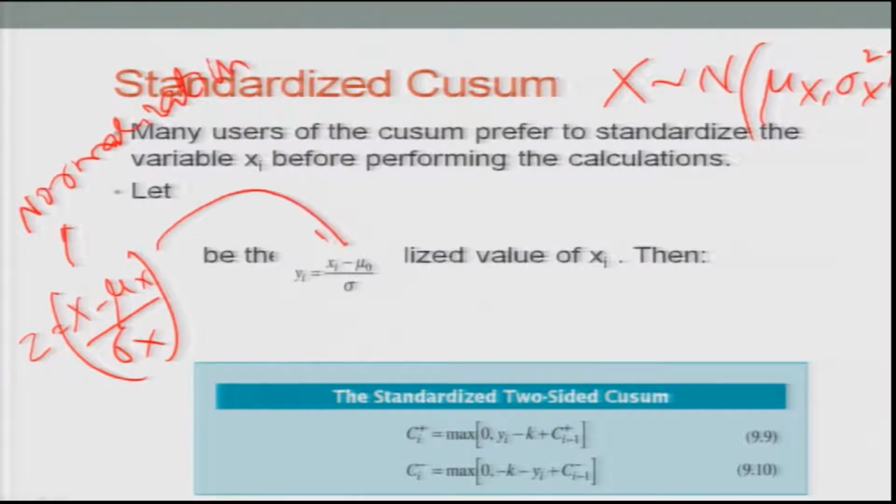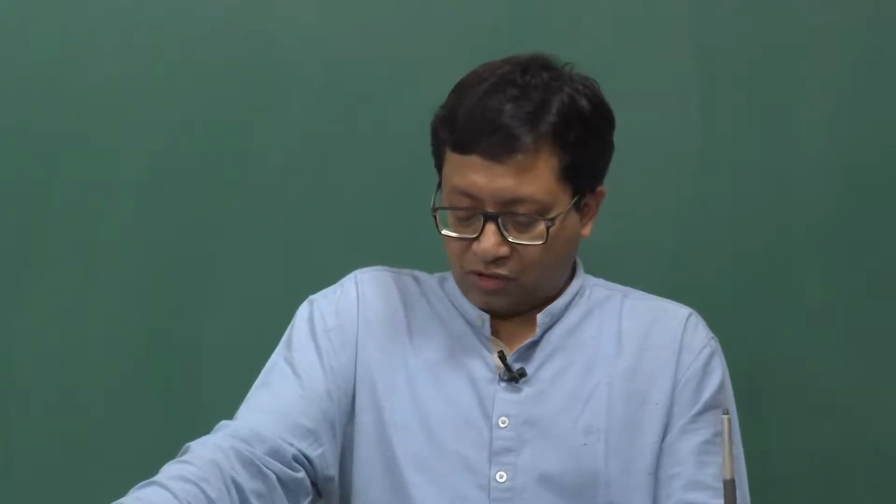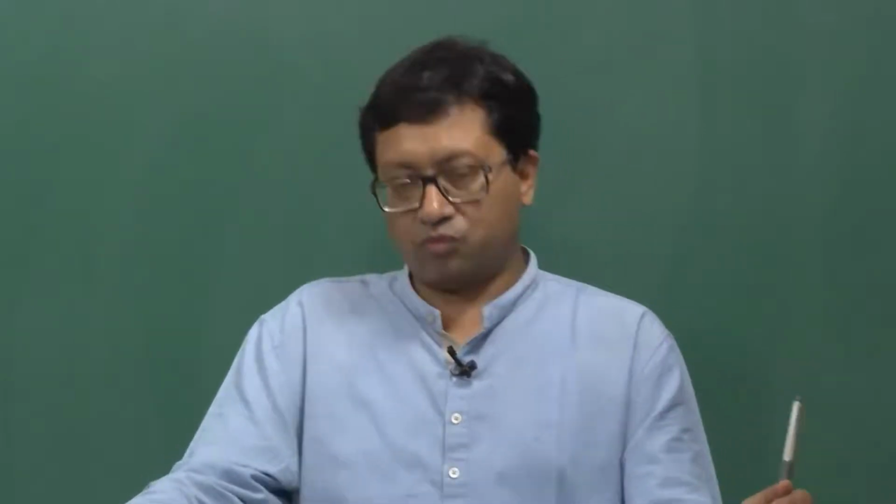So, we are trying to use the same thing here. Let the calculations be given in such a way that you consider y, which is the normalized new value, equal to xi minus mu naught divided by sigma. So, mu naught is basically the target value. Based on that, the standard two-sided CUSUM charts would be given accordingly.